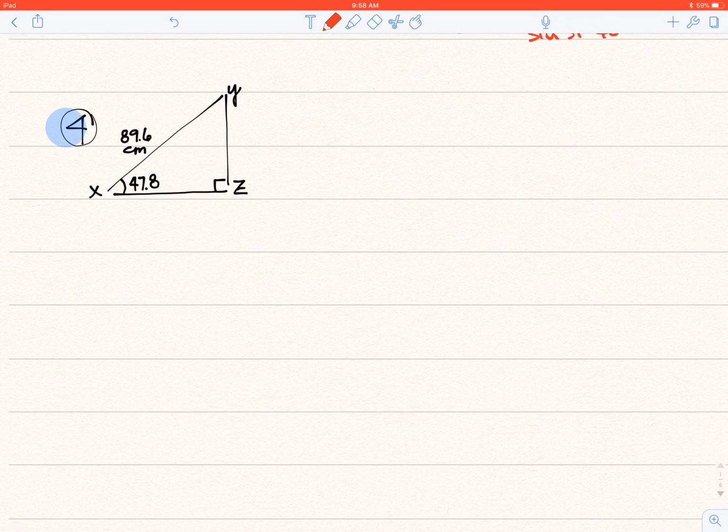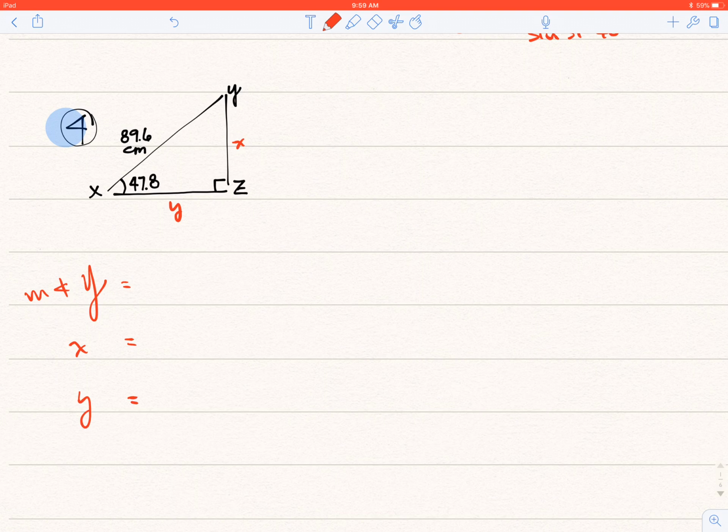For number 4, same concept. Let's figure out what we're missing, and we'll go from there. So the side opposite is going to be called lowercase y. This side opposite is going to be called lowercase x. So I'm missing the measure of angle y. I'm missing side x, and I'm missing side y.